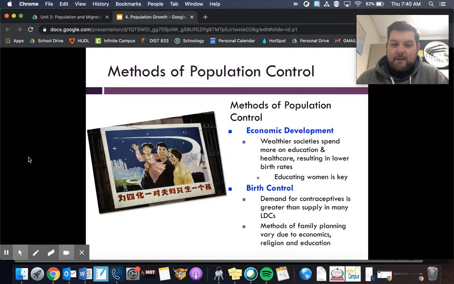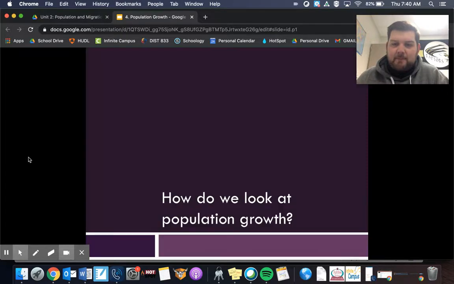Okay. Moving on. This is what we will look at starting tomorrow. We'll look at how we look at population growth. So now you know all the things that go into population, and tomorrow we'll look at how you actually see that population growth. There's a graph called the demographic transition model that we will use to look at that.